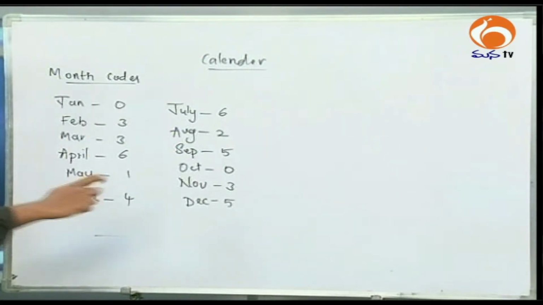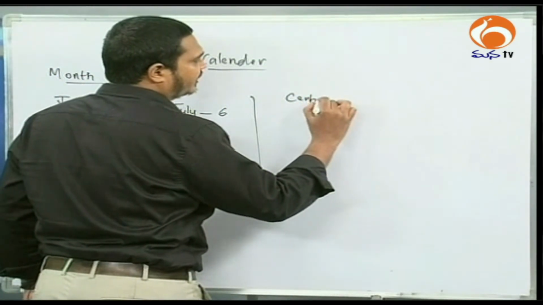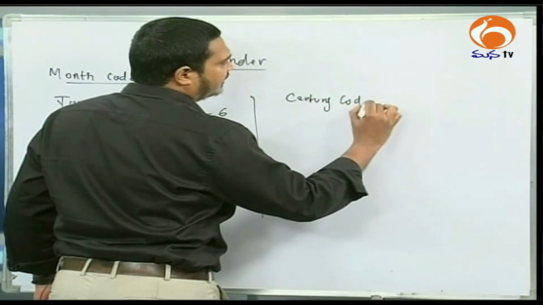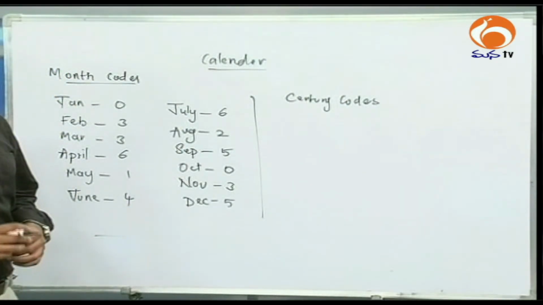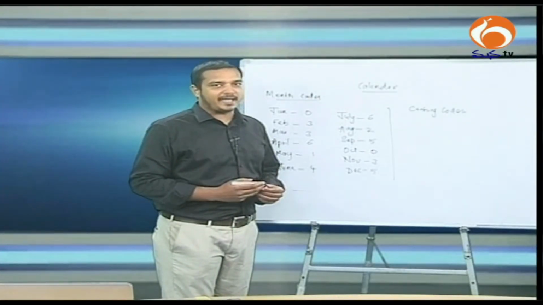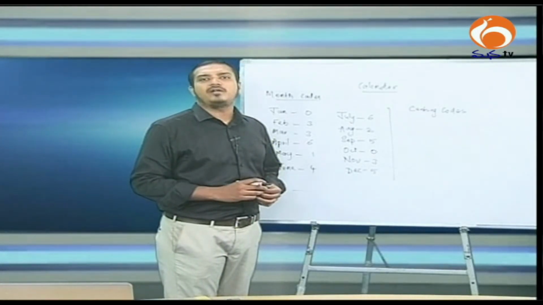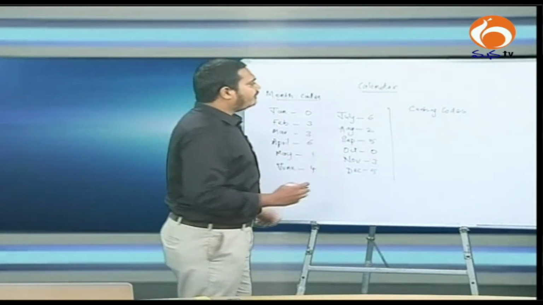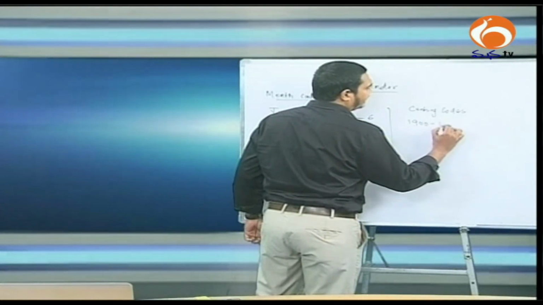Alright, now let's talk about century codes. Okay, century, what does it mean by a century? Century is nothing but 100 years. 10 years we call a decade. 10 years is a decade, 100 years we call a century, and 1000 years we call a millennium. Alright, now century codes, let's start with 1900 to 1999.